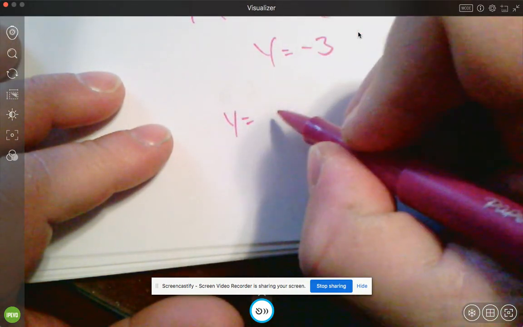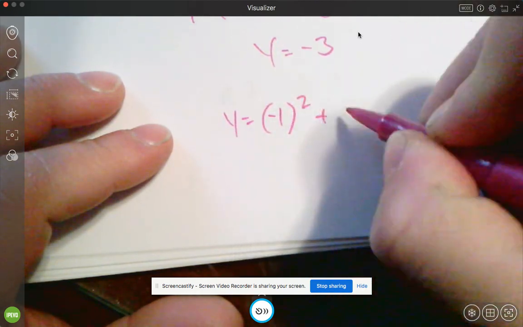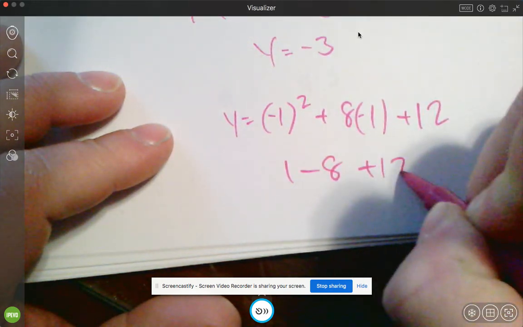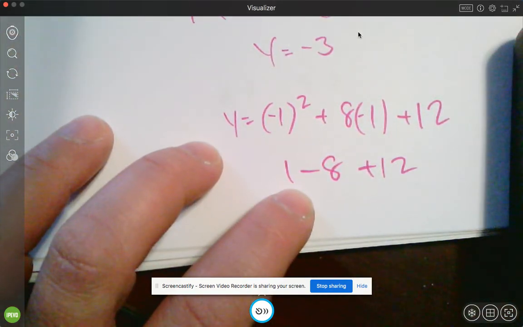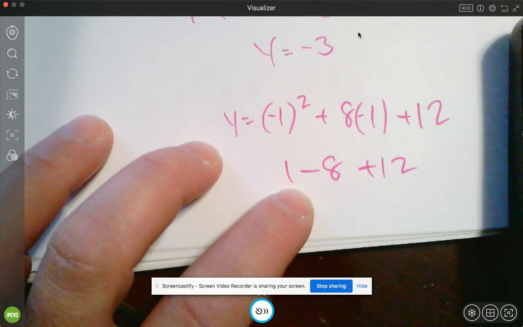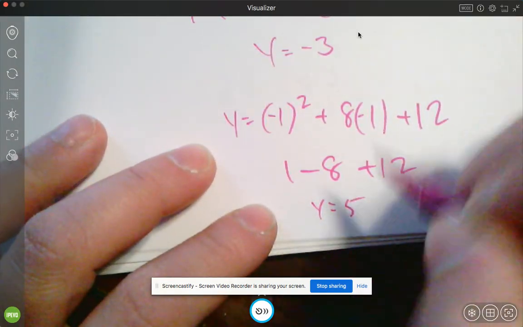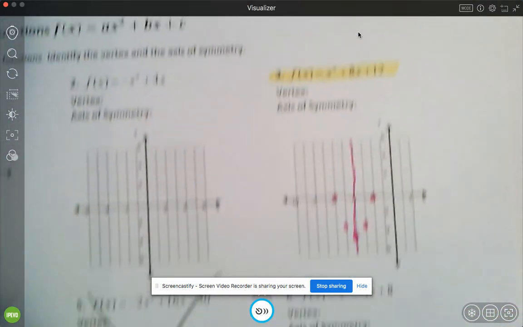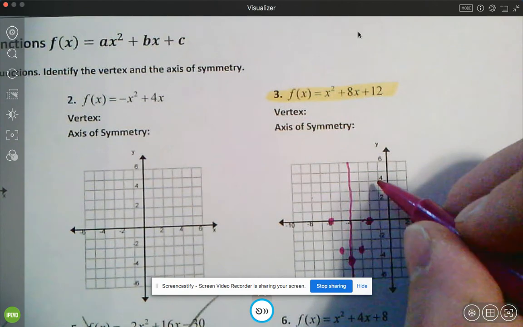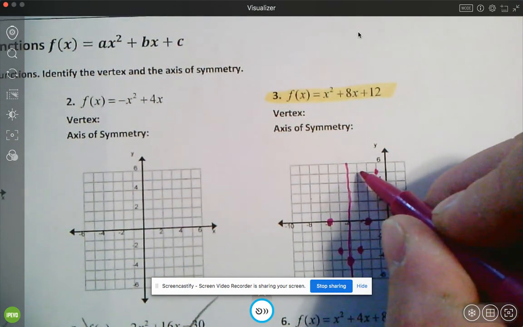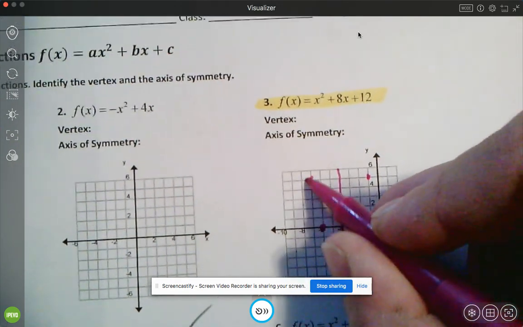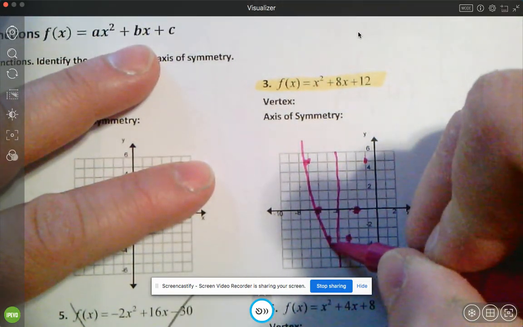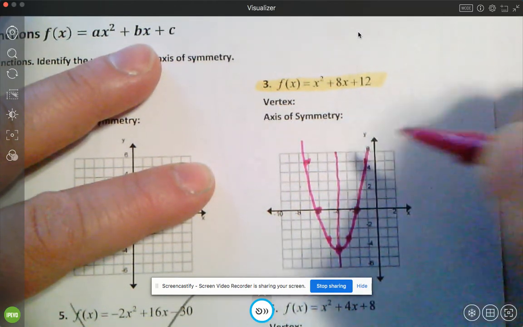So now I'll do y equals (-1) squared plus 8 times -1 plus 12. So that's 1 minus 8 plus 12. That's -7 plus 12. Don't want to make any mistakes. That gets y equals 5. So then you come over here, you're like, all right, 5. Then you're over here, (-1, 5), which is here. 1, 2, 3, 1, 2, 3 here. So now I got my parabola, right? There's a point I'm trying to make by this. I'll get there here. Okay?